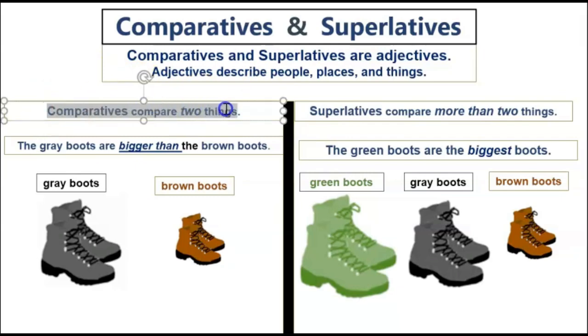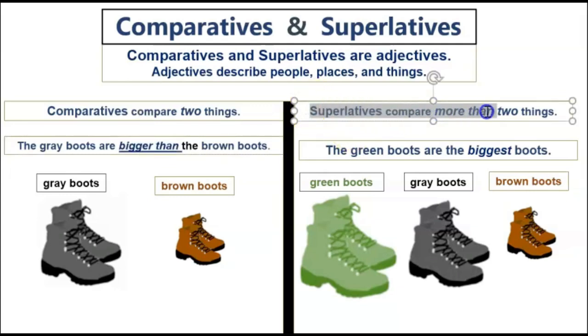Comparatives compare two things. So if we compare two things, such as the gray boots or the brown boots, then we could say that the gray boots are bigger than the brown boots. So we're using a comparative, bigger and than. With the comparative, we're going to use the verb plus er plus the word than.